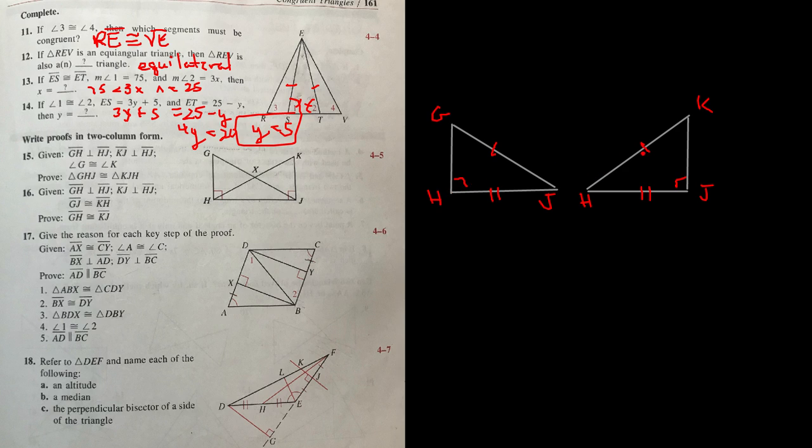And they don't want us just to prove the triangles are congruent. They want us to prove that GJ is congruent to KH. GJ, let's see. No, GH is congruent to KJ. So we're going to prove these two triangles are congruent by hypotenuse leg, and then once the two triangles are congruent, then we can say this side is congruent to this side by CPCTC.